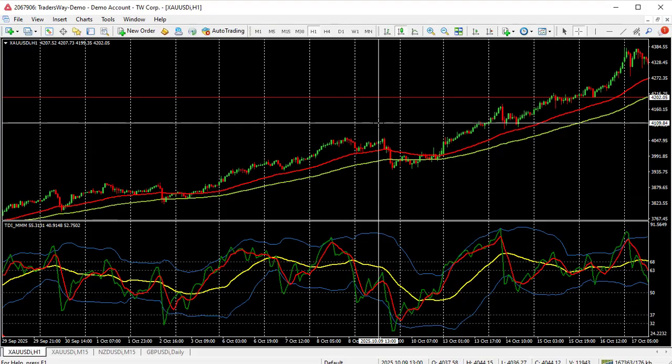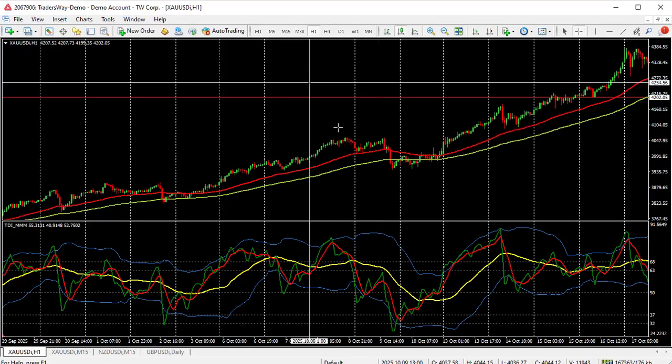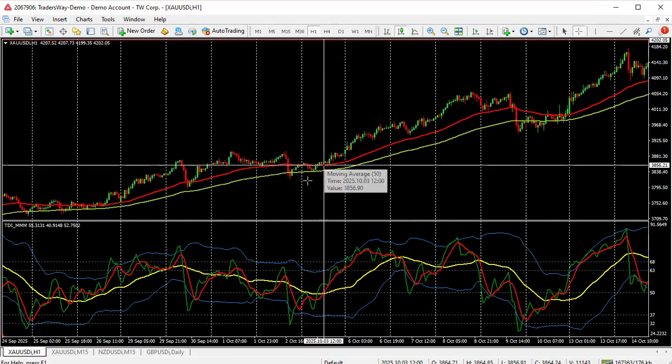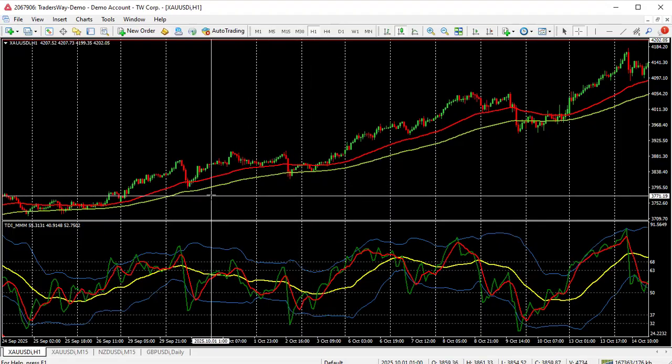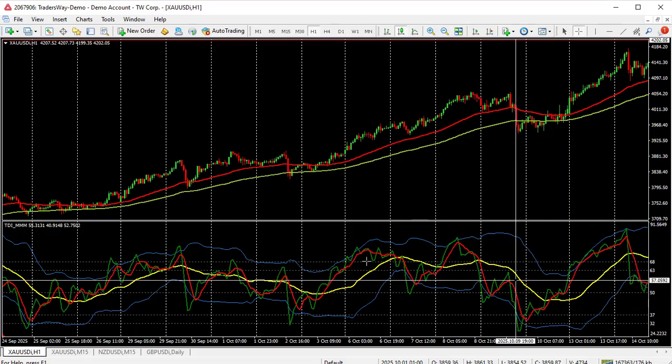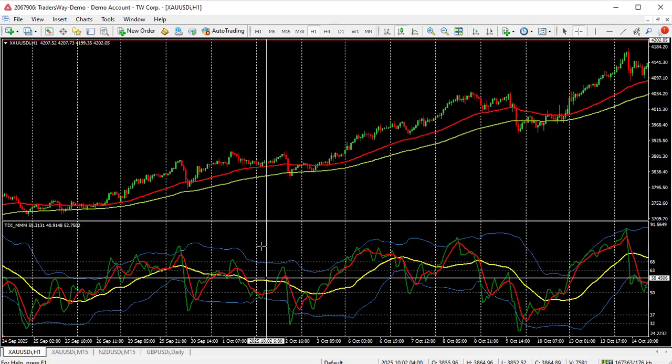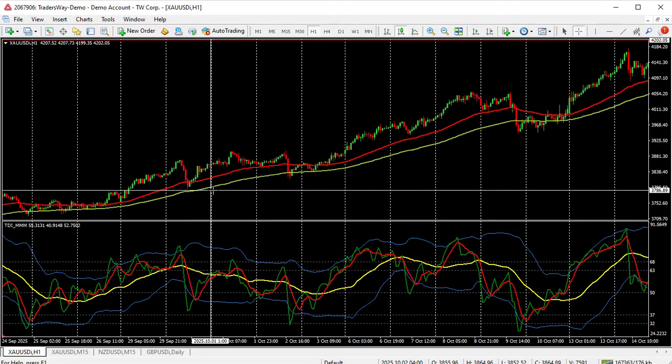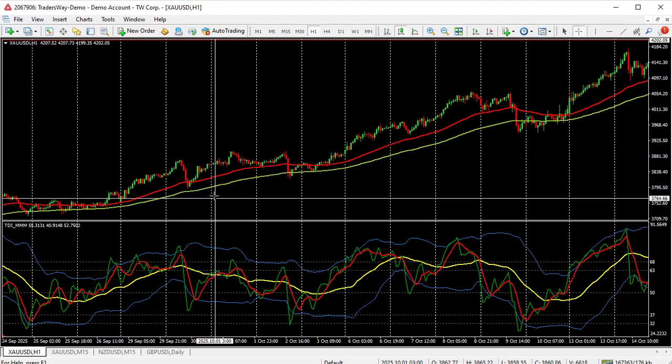You need to learn how to maximize your potential if you want to become successful in this endeavor we call trading. This strategy works for everything, as long as you can use the TDI. And this is the TDI I've been using for years. Nothing is new. Moving averages is what I've been using for years. Nothing is new.